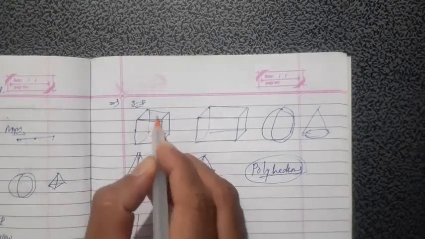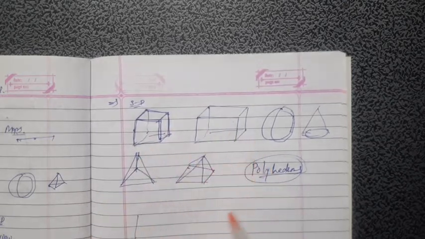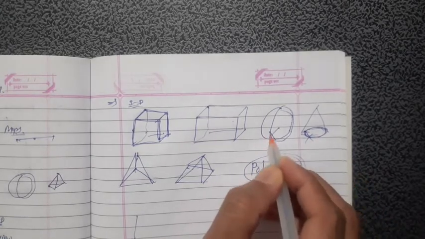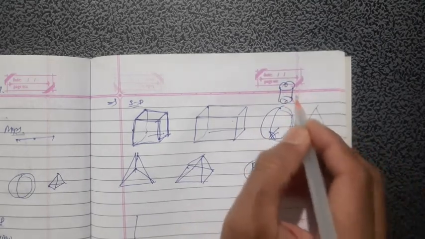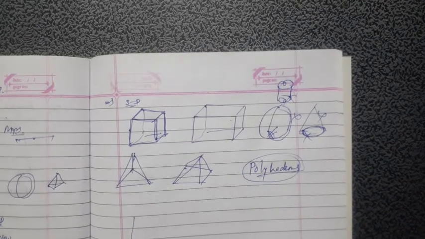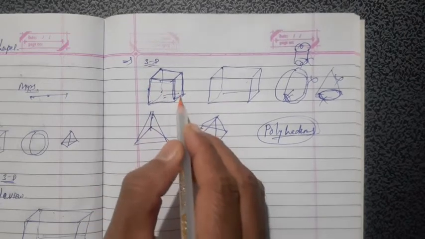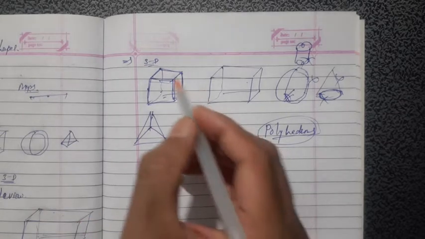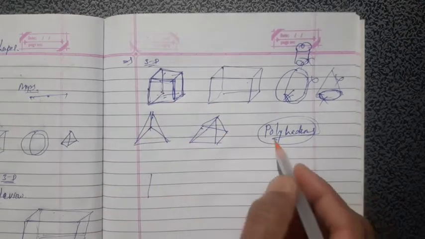Look, in that cuboid, the edges are line segments. Okay, but in cone, here the circle is there. In sphere, circle is there. In cylindrical shape, upper side and lower side as circles are there, so they are not polyhedrons. Polyhedron means in which the edges are line segments. Edges means where the faces meet and they make line segments, that is called polyhedron.